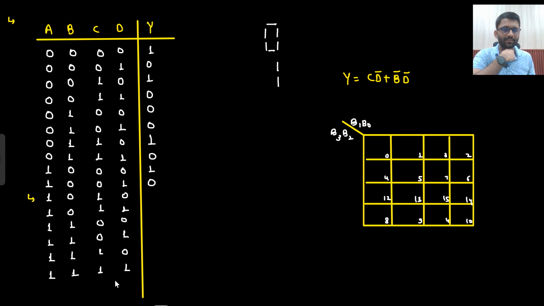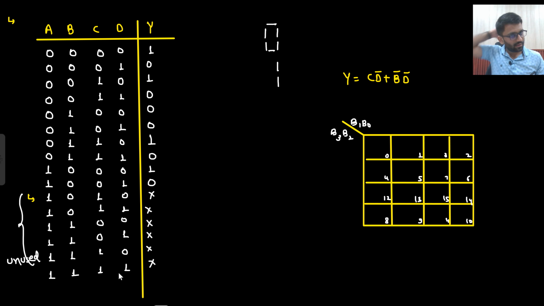Now what about these? They don't care, right? These are the possible combinations, like ABCD can be 1, 0, 1, 0 as well. But BCD will say that these are don't care for me, right? Because these are unused combinations. Here we write all 16 possible combinations of ABCD, but these combinations are unused for me. So I will give my output as don't care. Whatever the input is, output will be don't care.